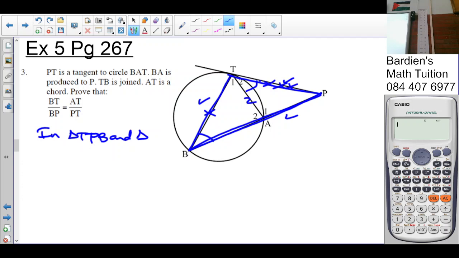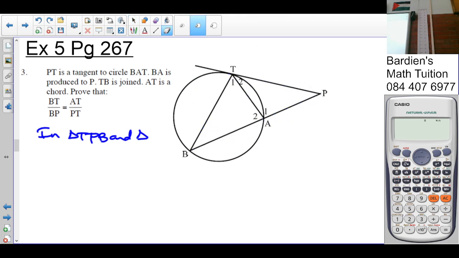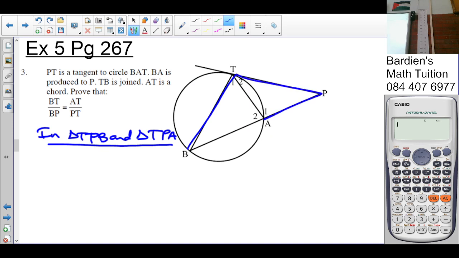And you're saying the other triangle is this one here? Yes, you're right. So I thought you were going with the other one. You're absolutely correct. Triangle TPA. There we go. So what can we say about the two triangles? Remember, this is the one triangle, and this is the other triangle. What can we say?